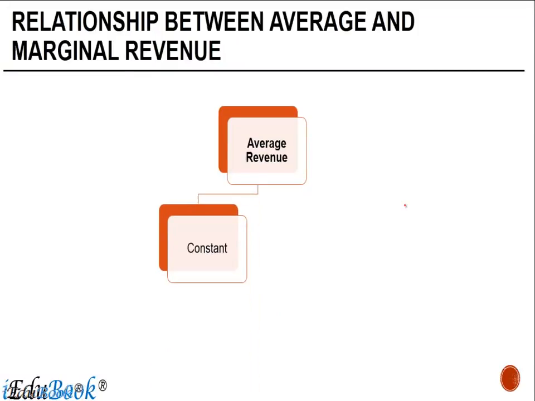So, if the average revenue is constant or it falls, the relationship between the two changes, right? If the average revenue is constant, what that means is that both average revenue and marginal revenue are equal. You might be wondering what this means. Let me just show this to you.